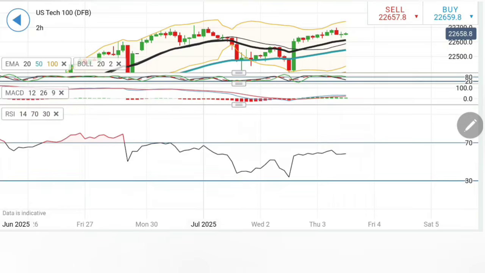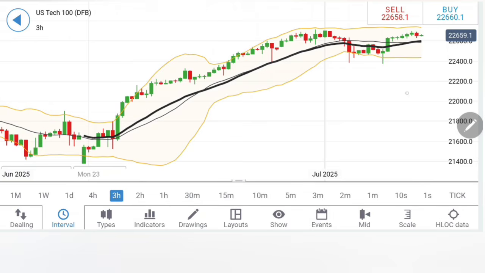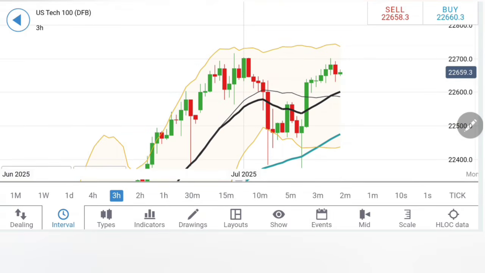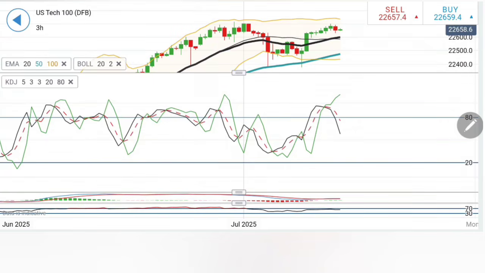Stochastic looking down, the MACD crossed over for a rise, RSI showing a bit of rise. On the 3-hour chart, similar observation. Notice after hitting the highs, it is reversing and it is a double top level. So from here, the reversal could begin. This is something you should be mindful of.